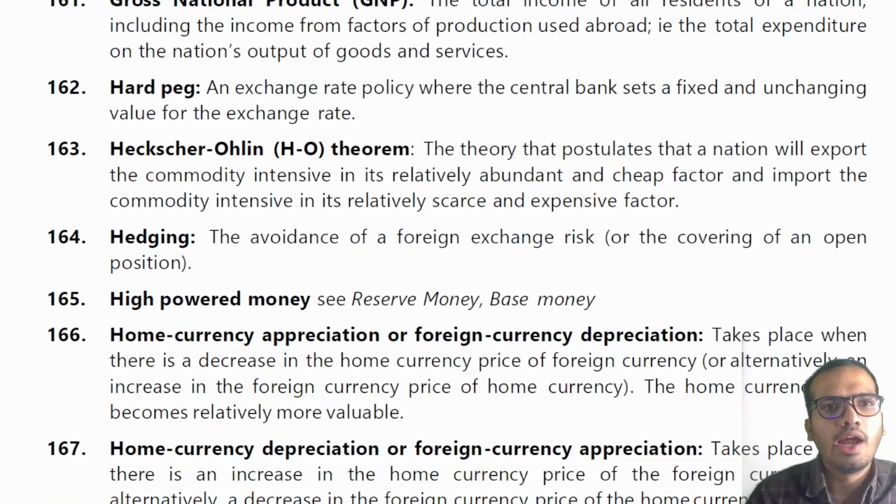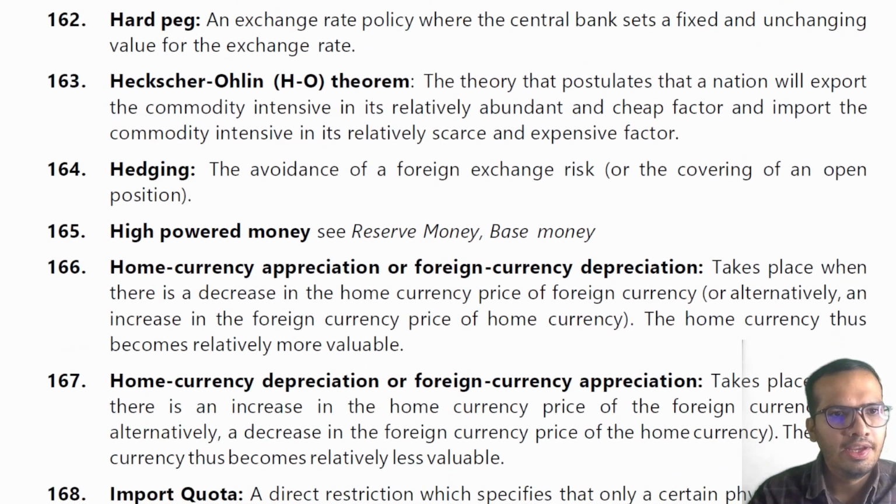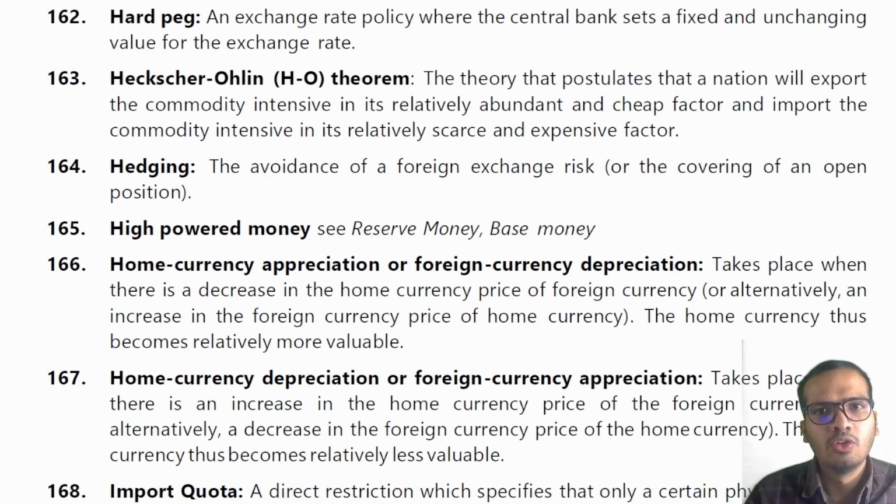Then comes number 162, hard peg. An exchange rate policy where the central bank sets a fixed and unchanging value of the exchange rate. Then comes number 163, Heckscher-Ohlin theorem, HO theorem. The theory that postulates that a nation will export the commodity intensive in its relatively abundant and cheaper factor and import the commodity intensive in its relatively scarce and expensive factor. Then comes number 164, hedging. The avoidance of a foreign exchange risk, that is, the covering of an open position.